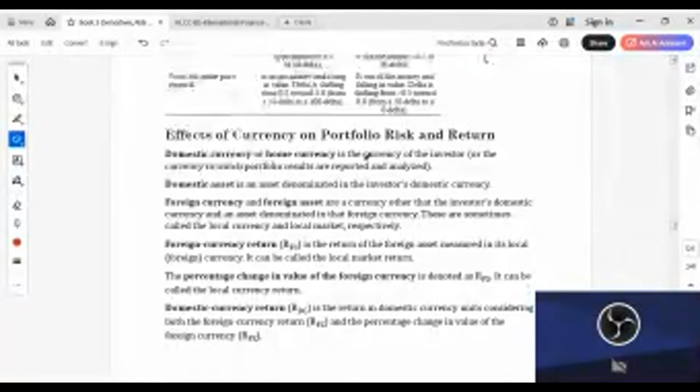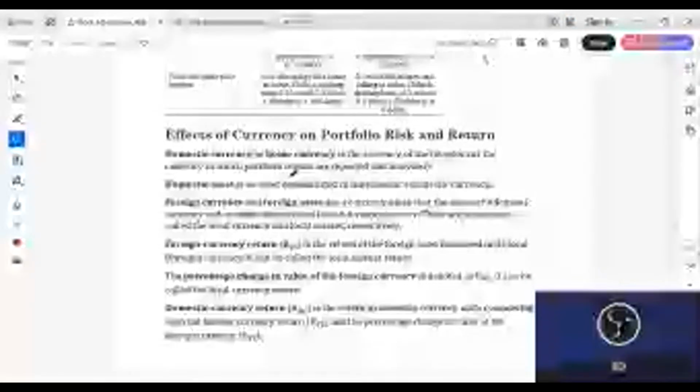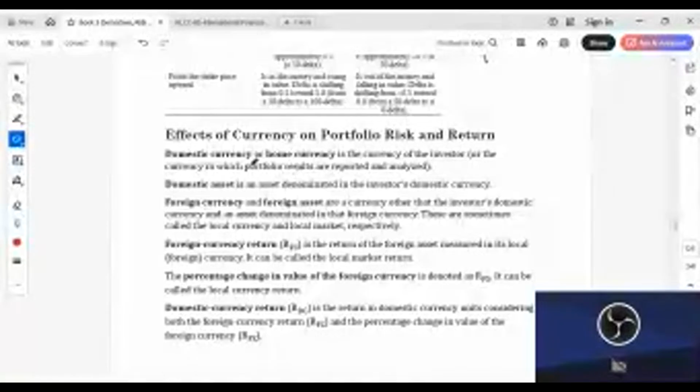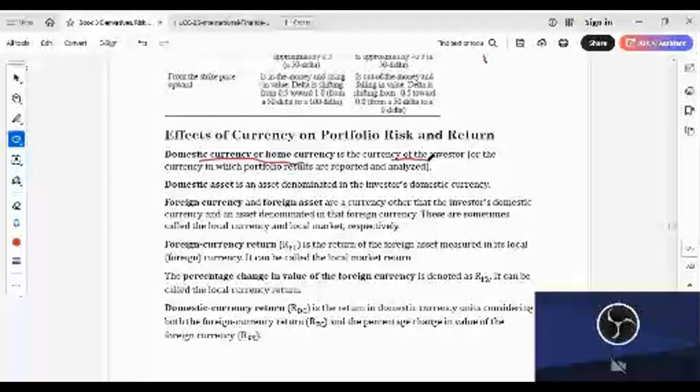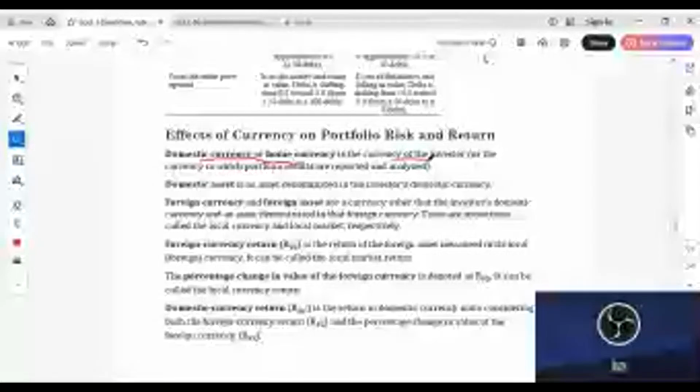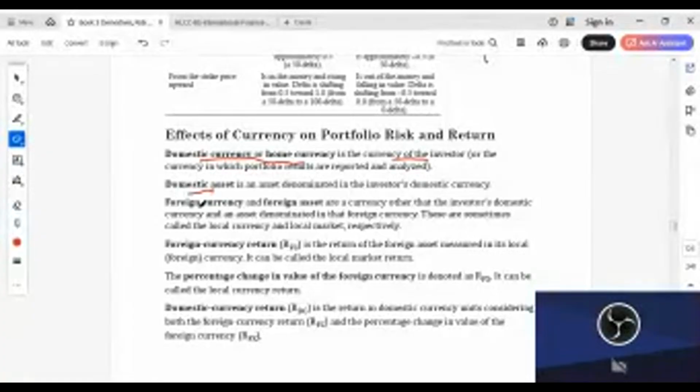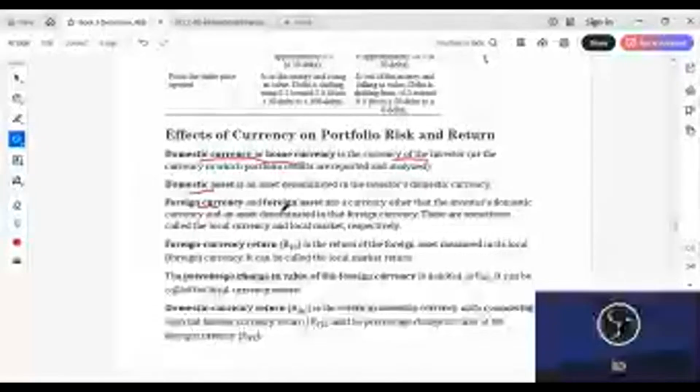Now this next section is mainly important for the terminology. So domestic currency or home currency is the currency of the investor. So let us say someone who wants to invest in India. So for him or her, domestic currency is the dollar. Domestic asset is any asset denominated in dollars. Foreign currency is Indian rupee. And foreign asset is maybe Indian stocks or Indian bonds.